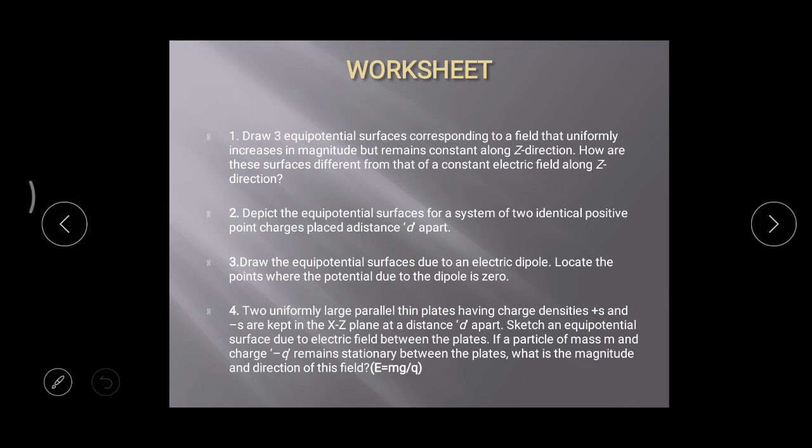We have drawn the equipotential surfaces of a constant electric field, and we had seen that the distance between these surfaces is uniform. But in case of a non-uniform electric field, which uniformly increases in positive z direction, we can draw the surfaces which are planes, but the gap between these surfaces is not uniform, so we can draw like that. Some other questions can also be solved using the concept of equipotential surfaces.